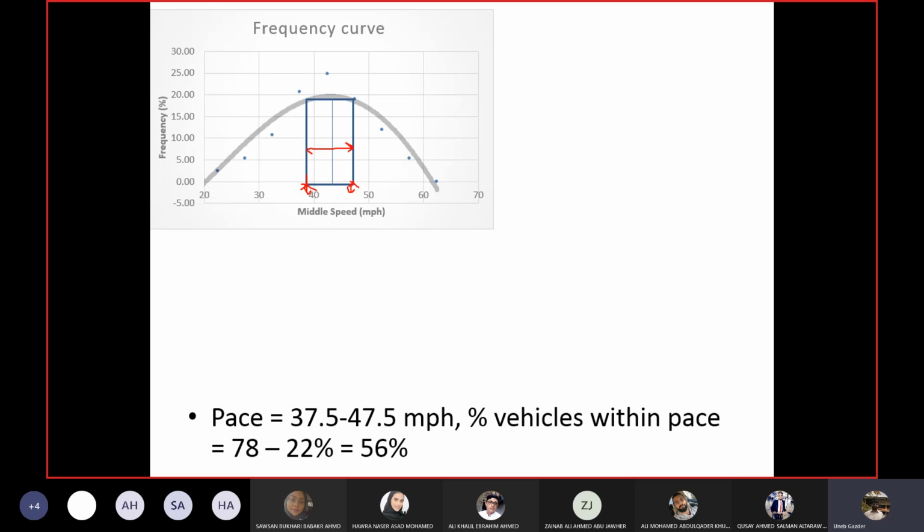This percentage is the measure of dispersion. Okay, so now you tell me which data is more dispersed. This one, the current one with 56% drivers in the pace range, or the previous one with 61% drivers in the pace range. Which one has more dispersion? 56% or 61%?